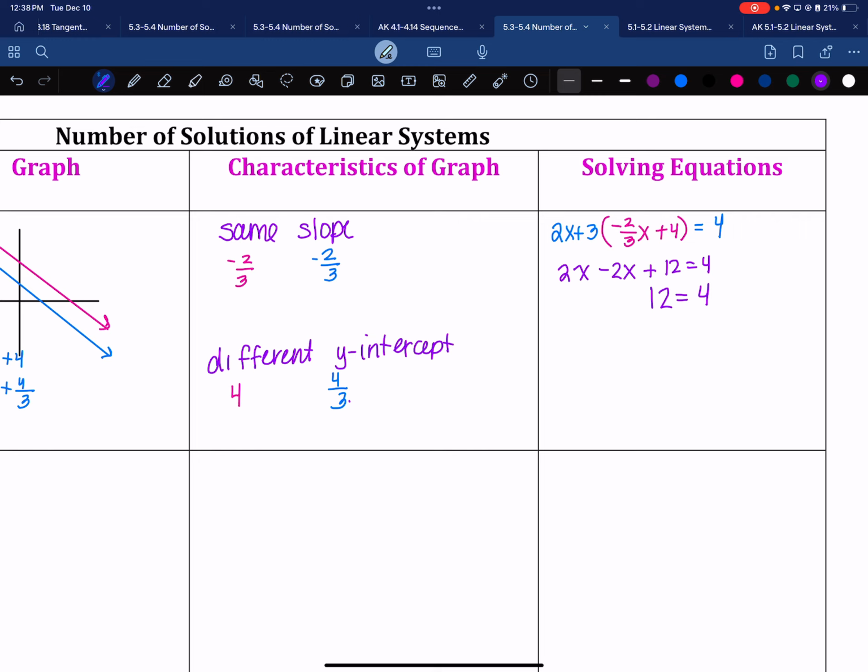Caroline's got a puzzled face. Does 12 equal 4? Madeline. Why did I say Caroline? Is that your sister's name? Yeah.